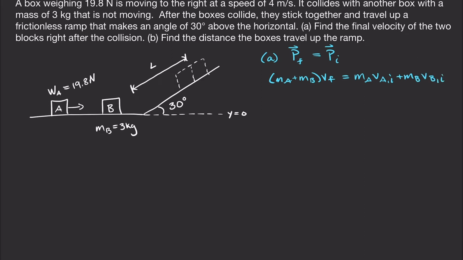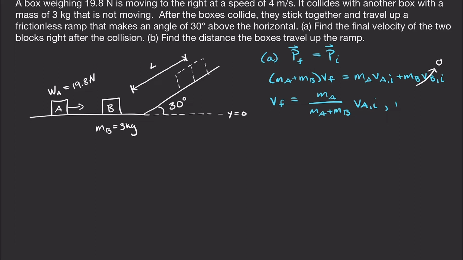But B is not initially moving, so its momentum is 0. And now we can solve for v_f, the speed at which they're both moving after the collision, just by dividing by m_A plus m_B. So we get m_A over m_A plus m_B, all times v_Ai.